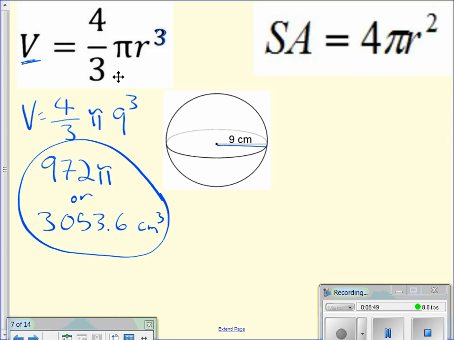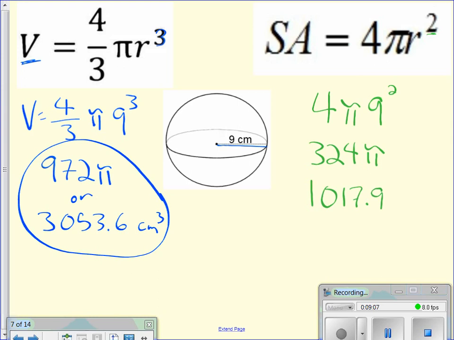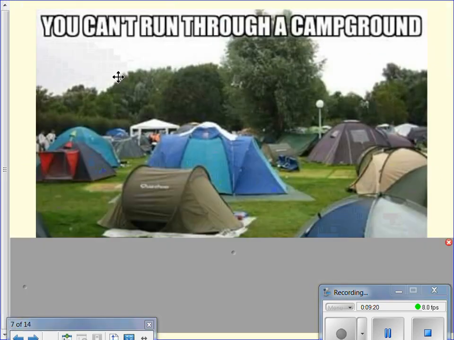Next one, same thing. Radius is 9, so my surface area is 4 pi 9 squared. Okay, 9 squared, which would get me 324 pi or 1017.9, and the unit there is centimeters squared. Either one of those answers also works. All right, we got our 3 final shapes. We're gonna talk about a little composite figures and then be done from there.